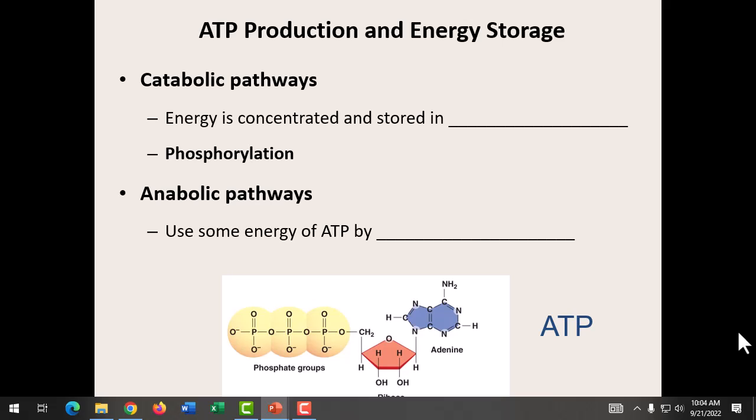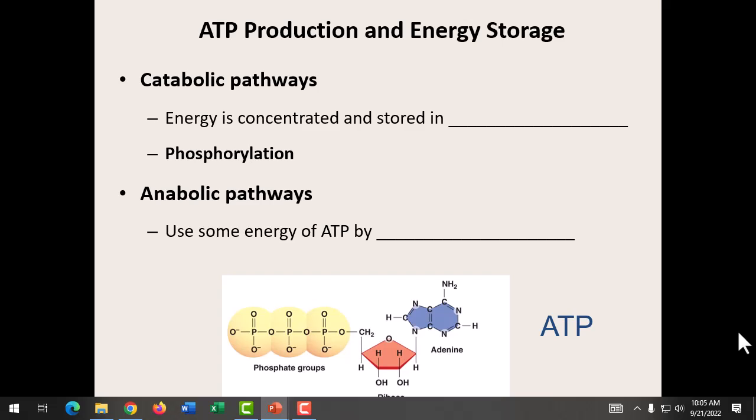Now, in catabolic reactions, as we start to break things down, the energy that we get is concentrated and stored in high energy bonds. Anywhere there's a high energy bond is where we're going to have all of that stored energy. I'm going to give you an example down on the bottom. So here's your molecule of ATP. This stands for adenosine triphosphate because there are 3 phosphate groups.